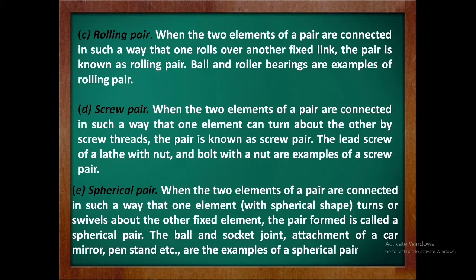Next, fifth one, spherical pair. When the two elements of a pair are connected in such a way that one element with a spherical shape turns or swivels about the other fixed element, the pair formed is known as a spherical pair. For example, the ball and socket joint and the car mirror pen stand are the examples for this one.